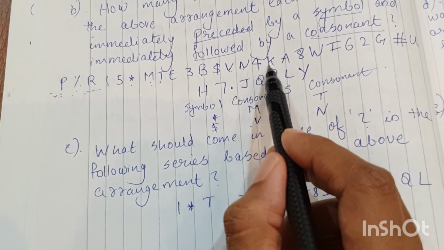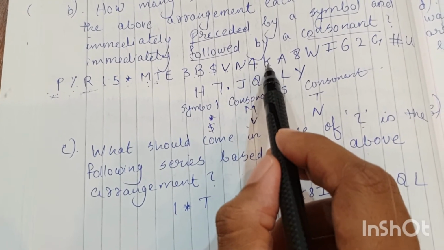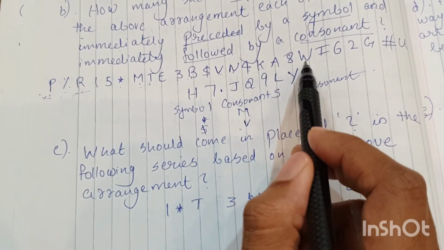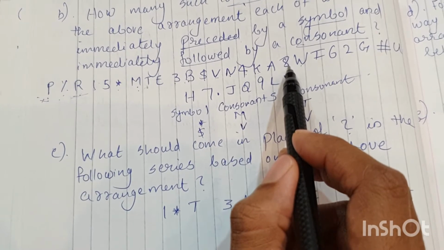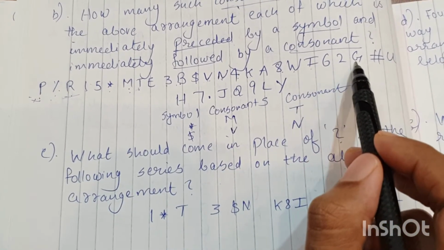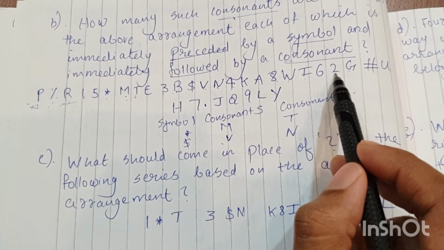And looking for the next consonant, K. Before K, it is a number, not a symbol, so it's also not right. Then looking for the next consonant, W. Before W, it is a number, not a symbol, so it's also not the answer. Then looking for another consonant, G. Before G, it is a number, not a symbol, so it's also not the correct answer.